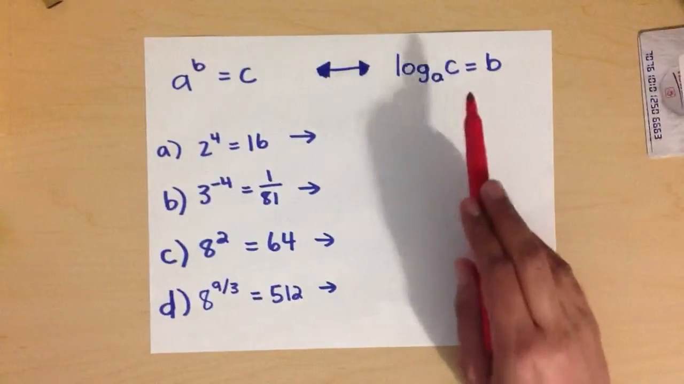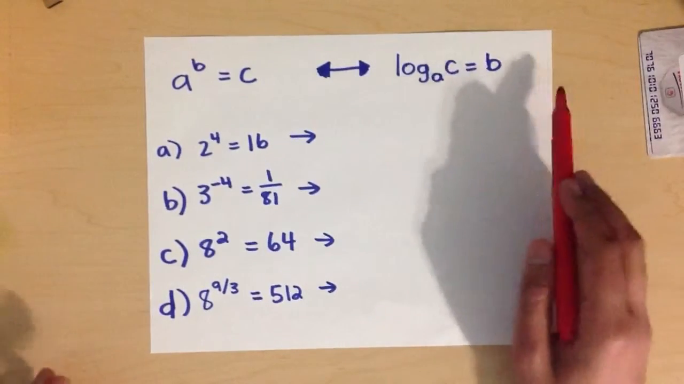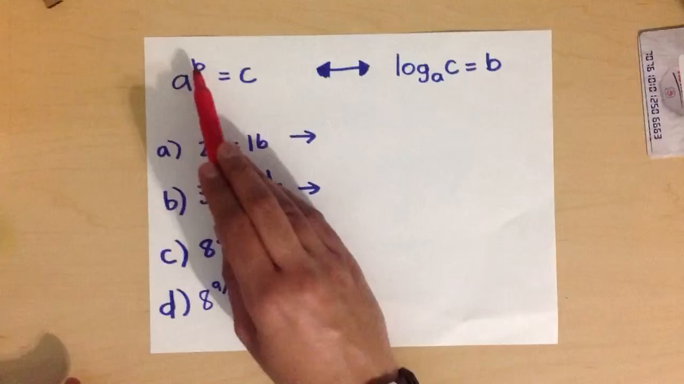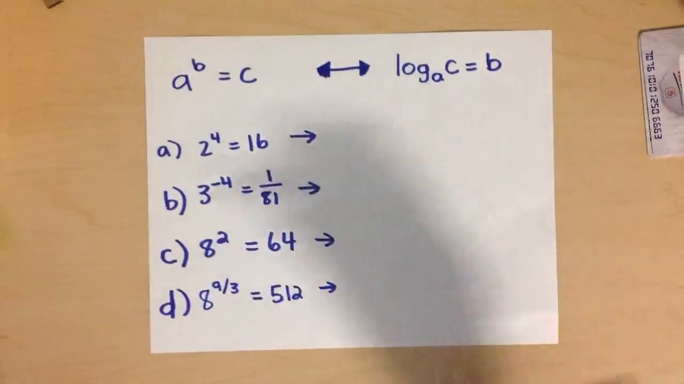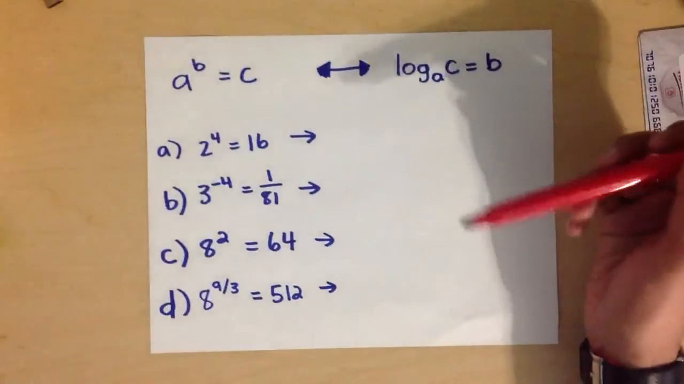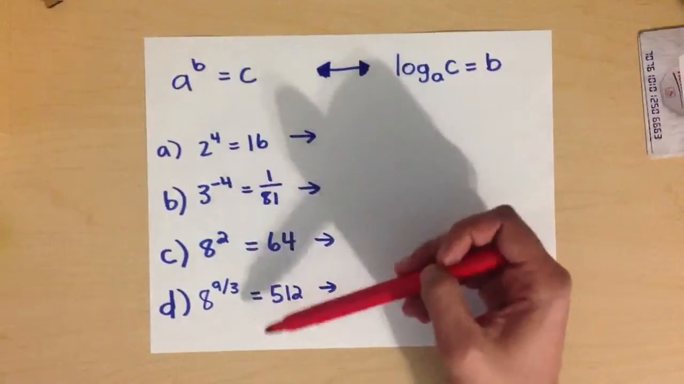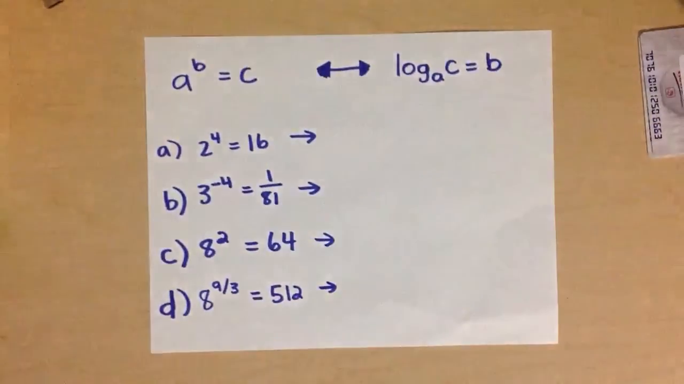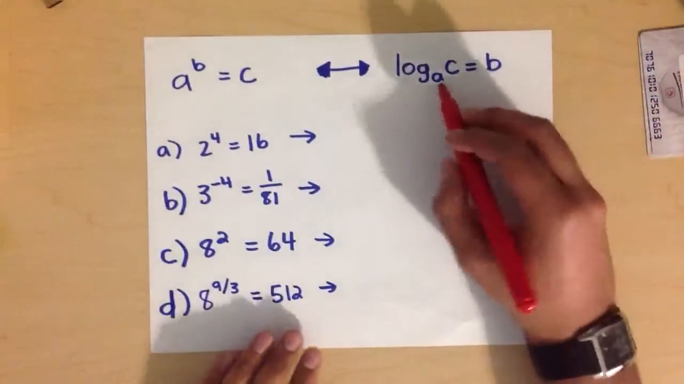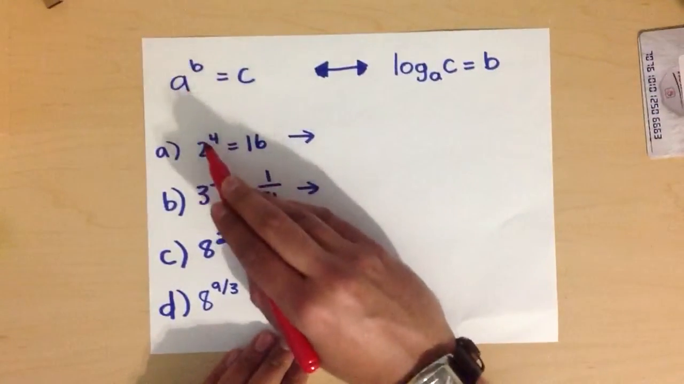The reason we do this is so that we can solve these exponential equations for b without having to do guess and check. One of the first examples we're going to do today is writing these exponential equations in logarithmic format. So let's get started. Remember, a is our base, so the base is going to be 2 here.